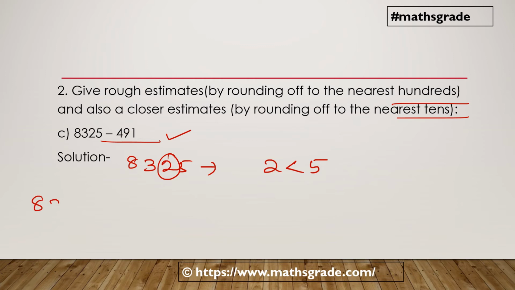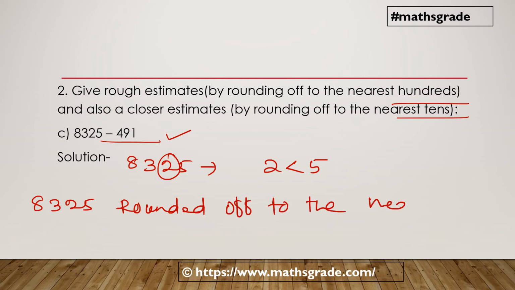So 8,325 rounded off to the nearest 100 is 8,300.